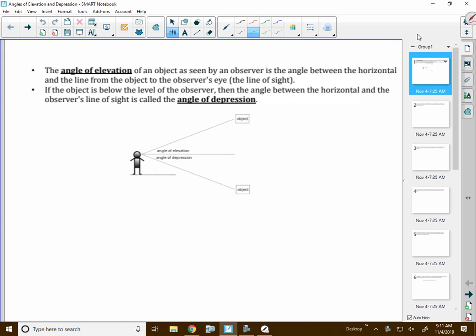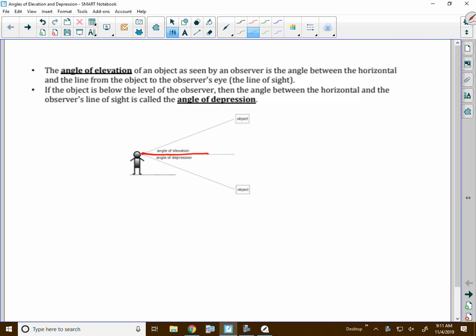Really quick, the difference between an angle of elevation and an angle of depression. The angle of elevation would be an example where somebody is standing on the ground and looking up. The angle of elevation is looking up. If you hear angle of depression, that is where somebody is looking down. Depression is down. You can think of the words and what they mean.